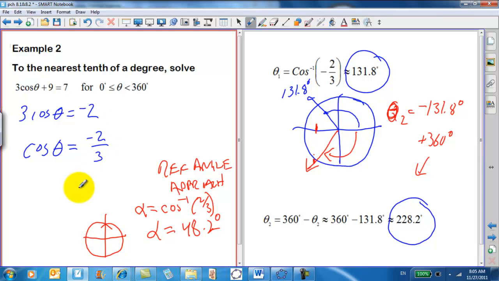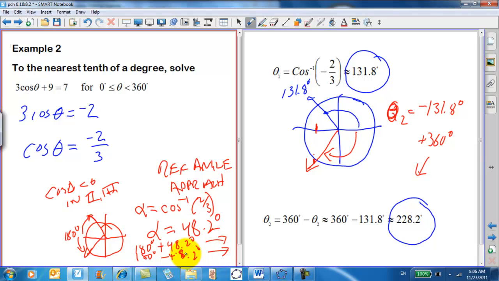We know that cosine is negative. Cosine theta is less than 0 in quadrants 2 and 3. So we take that reference angle wedge and we go that far into each of those two quadrants. So from 180, we're going to subtract the 48.2 and add the 48.2. So 180 plus 48.2 and 180 minus 48.2, and you'll get the same answers I got before.